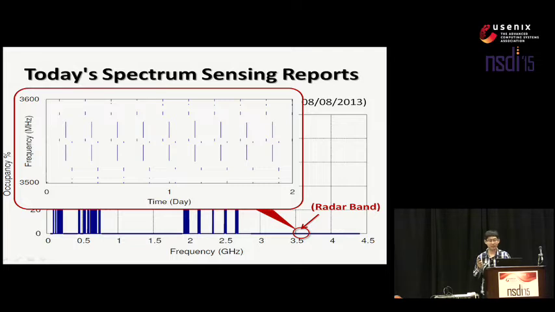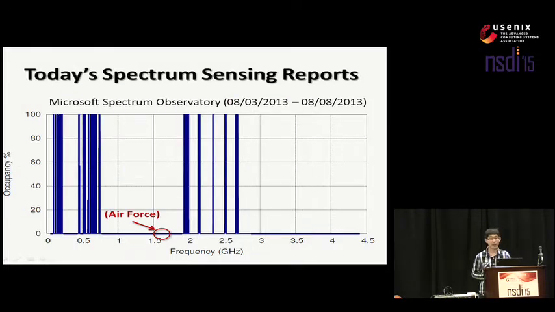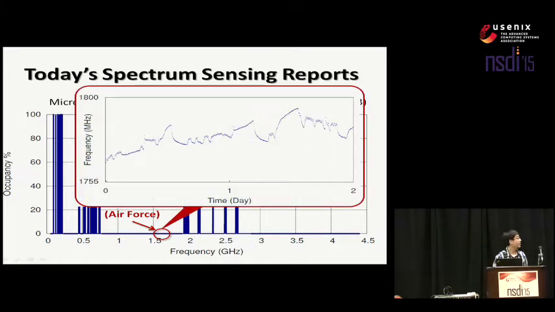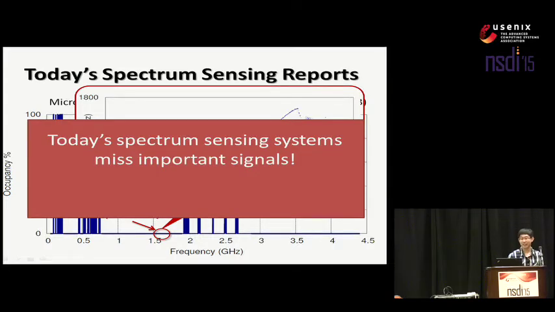And you know what? This is not a rare case. If we look at another band, which is labeled as Air Force, and do the same thing, this is what we find. There is an active signal here, which changes frequency over time, but it is always there, although the report says that it's empty. If you trust the report and think that this part is empty and you transmit, now you collide with the Air Force signals. Good luck with that. So, today's spectrum sensing systems miss important signals, and this can be misleading.